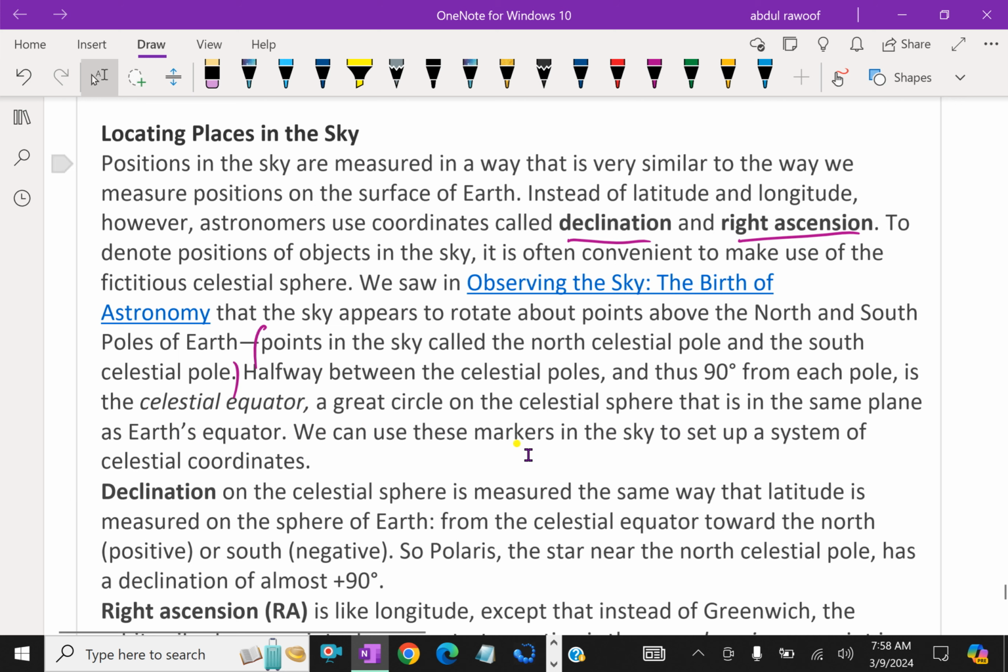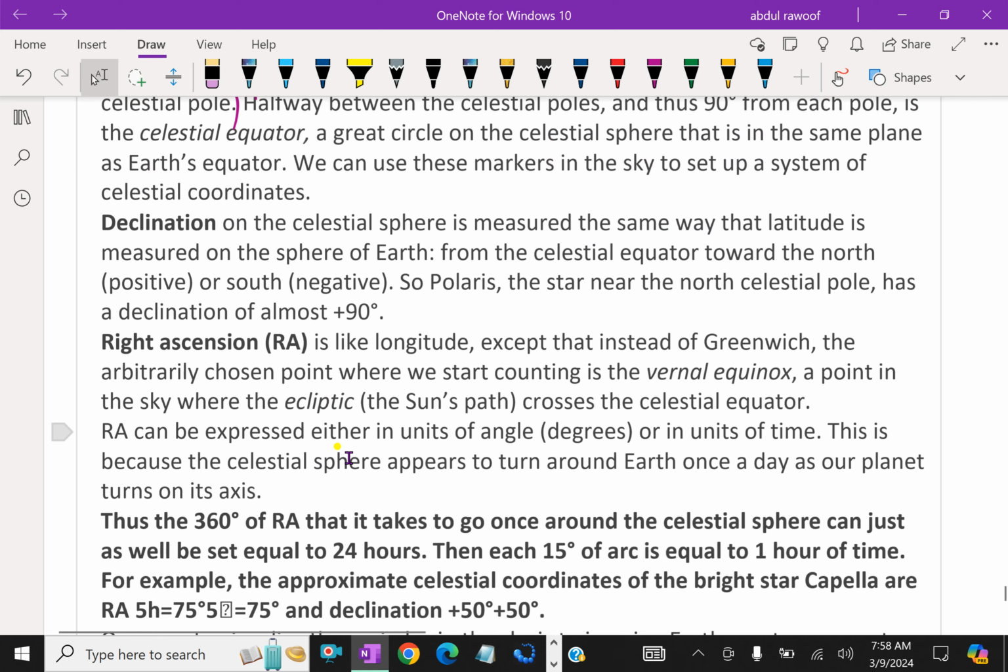We can use these markers in the sky to set up a system of celestial coordinates. What is declination? Declination on the celestial sphere is measured the same way that latitude is measured on Earth: from the celestial equator towards the north is positive, and towards the south is negative. So Polaris, the star near the north celestial pole, has a declination of almost 90 degrees.